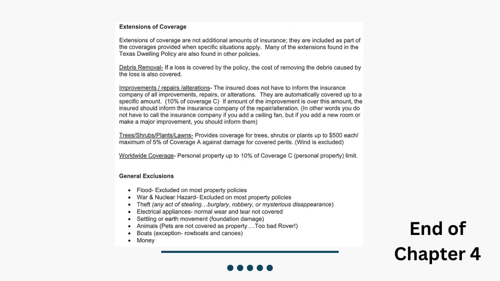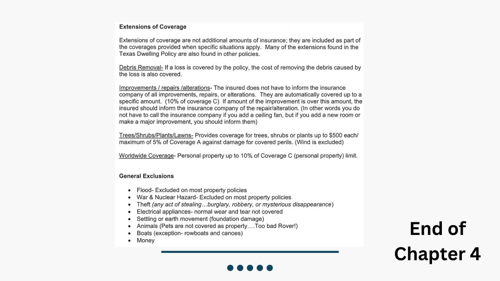Improvements, repairs, alterations. The insured does not have to inform the insurance company of all improvements, repairs, or alterations. They are automatically covered up to a specific amount. 10% of coverage C. If the amount of the improvement is over this amount, the insured should inform the insurance company. In other words, you do not need to call the insurance company if you add a ceiling fan, but if you add a new room or make a major improvement, you should inform them.